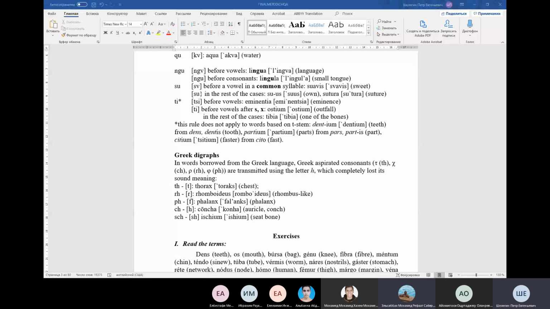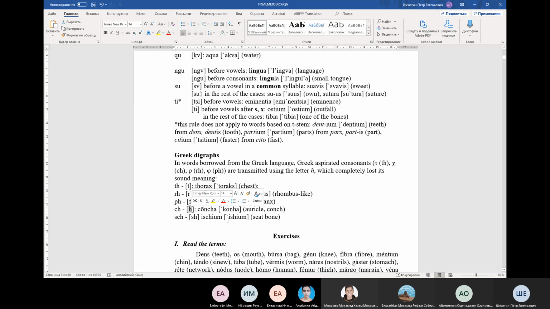And the fourth one and the last one is the combination of ch. The conch in Latin will be concha. And this is a standard concha. It is the hard h. Concha. Correct.